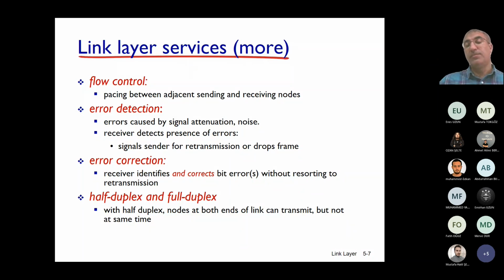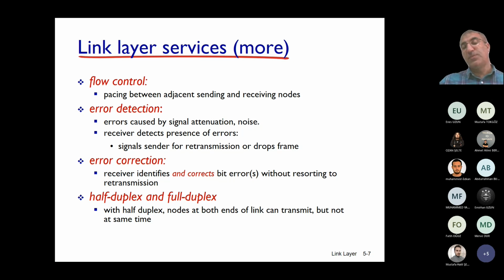And we have another mechanism which is called error correction. If you detect an error, another alternative solution is to correct this error. In this method, the receiver identifies and corrects bit errors without resorting to retransmission.